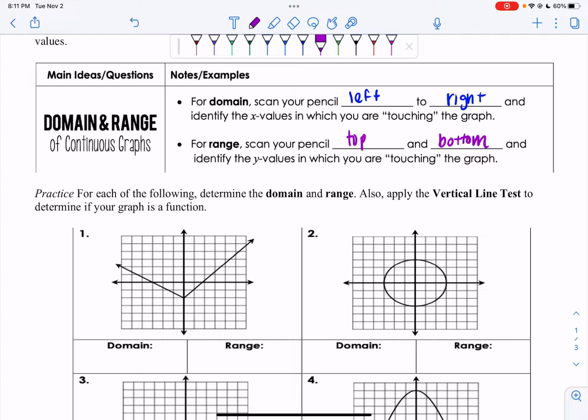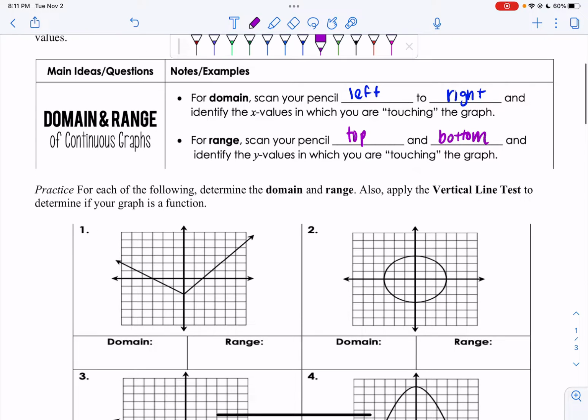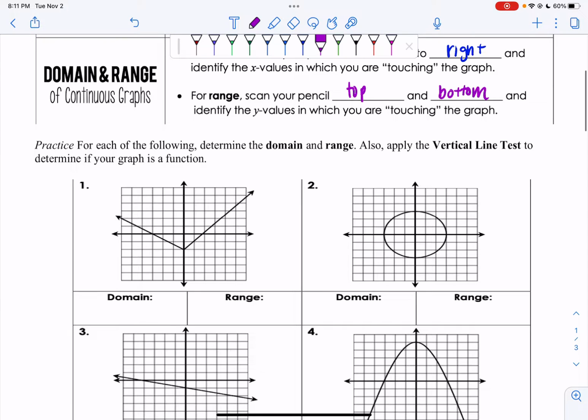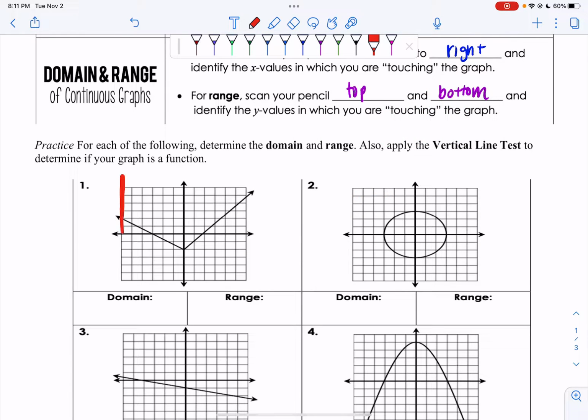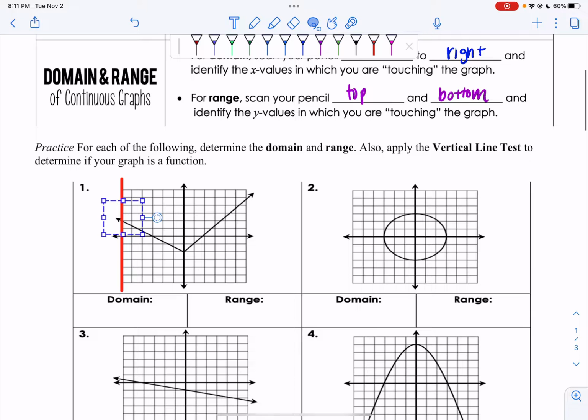So, one of the things we're going to be doing is determining our domain and our range, and we're also applying the vertical line test to determine if we're a function. So let's go ahead and do our vertical line test first. We draw a line going down our graph, and we draw it through our graph, and if you look, it only hits it once every single spot. So this is a function.